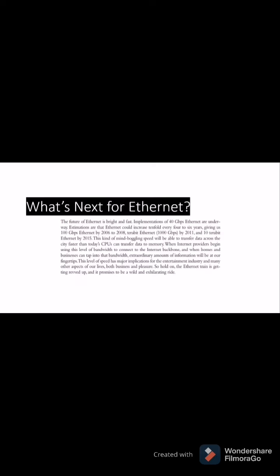So what's next for Ethernet? The future of Ethernet is bright and fast. Implementation of 40 Gb Ethernet is underway. Estimations are that Ethernet could increase tenfold every 4 to 6 years, giving us 10 or 100 Gb per second Ethernet by 2006 to 2008, terabit Ethernet, 1000 Gb, by 2011, and 10 terabit Ethernet by 2015. This kind of mind-boggling speed will be able to transfer data across the city faster than today's CPUs can transfer data to memory.